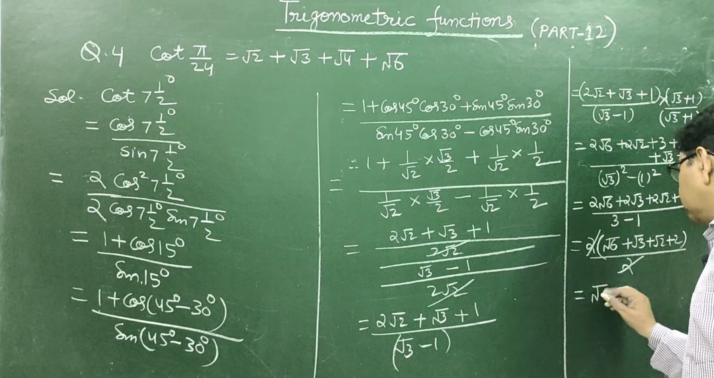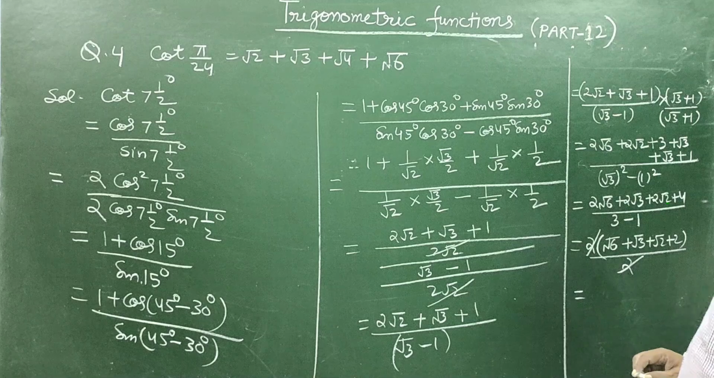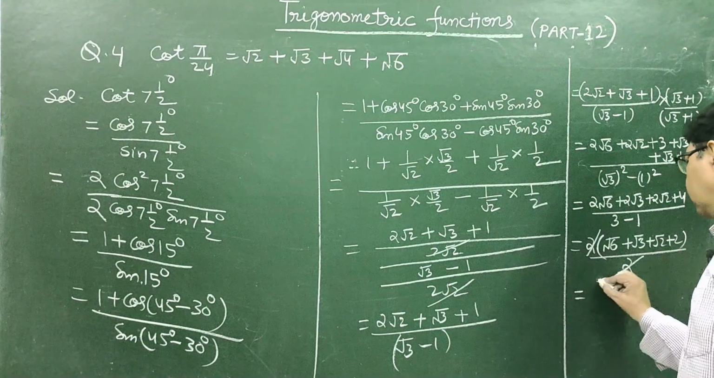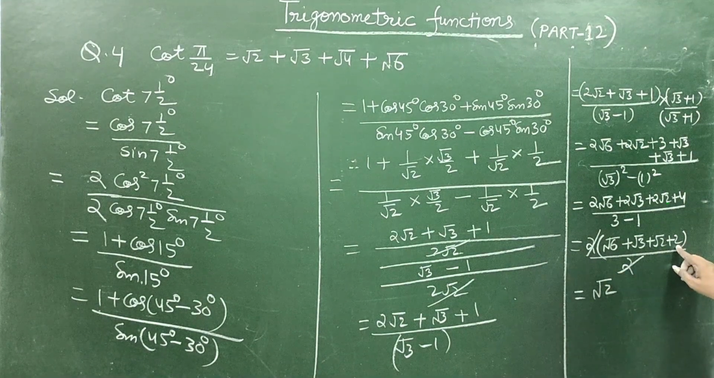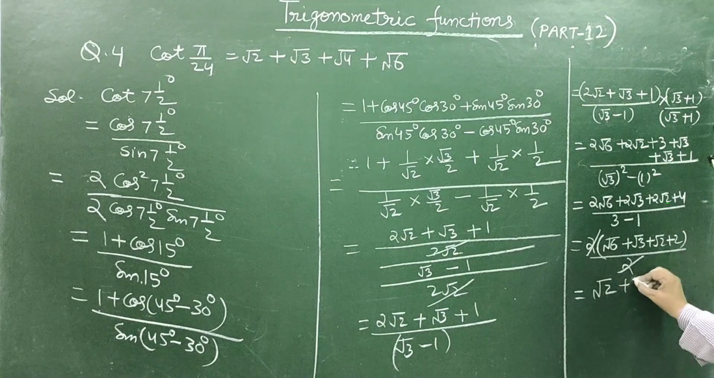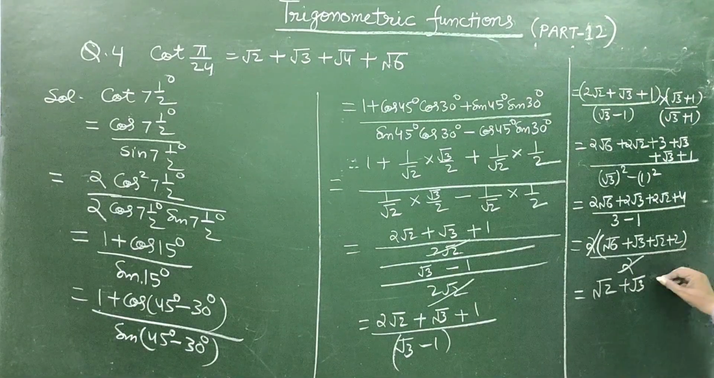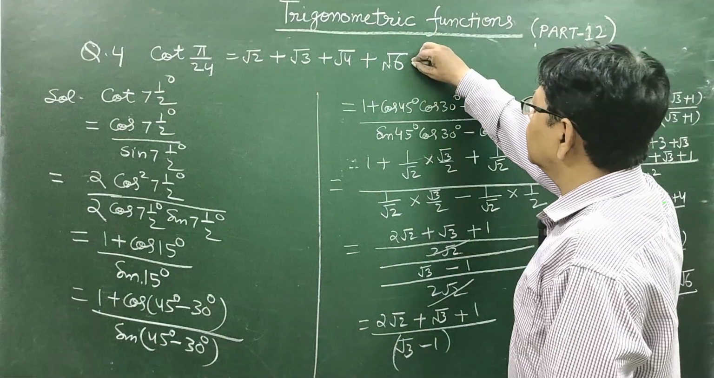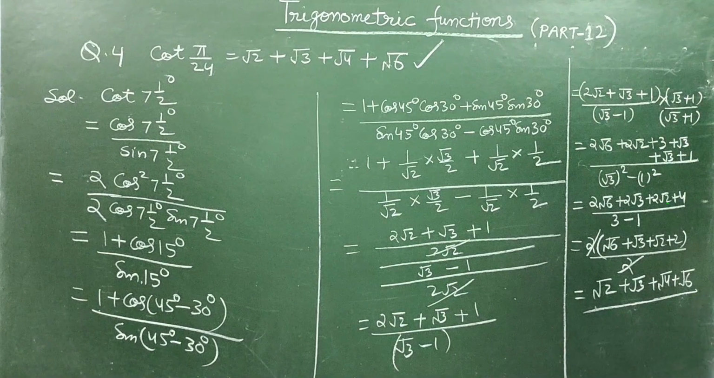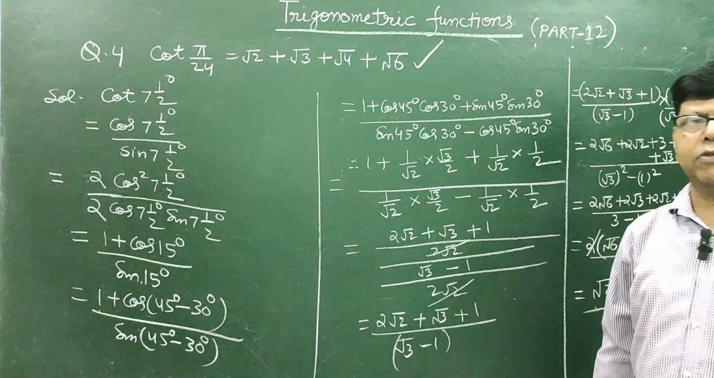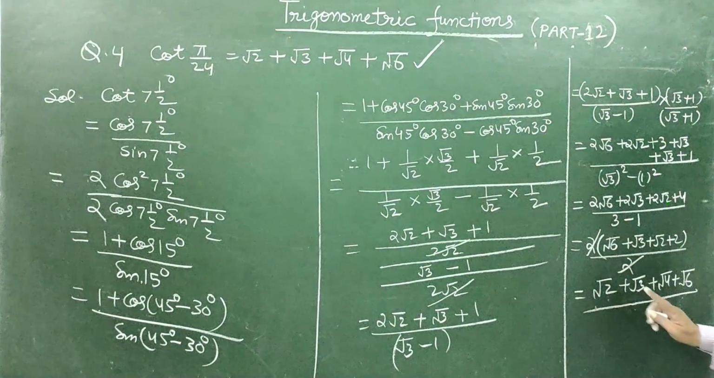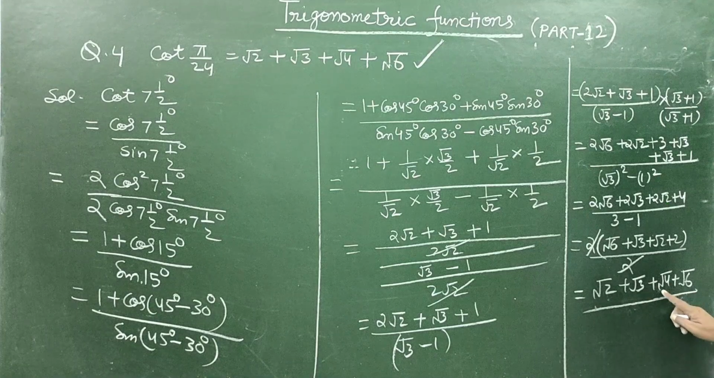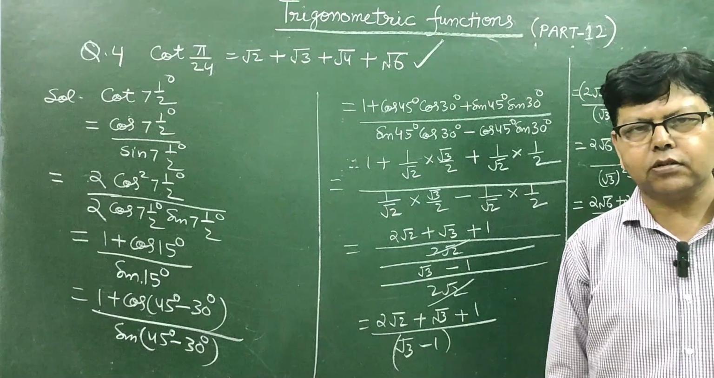So this is equal to, if we arrange the terms, first is root 2 and this 2 is the square root, then root 3 and this 2 is the square root of 4. So I can write square root of 4 plus square root of 6, and this we have proved here, that the value of cot pi by 4 is equal to root 2 plus root 3 plus root 4 plus under root 6. So the question is complete.